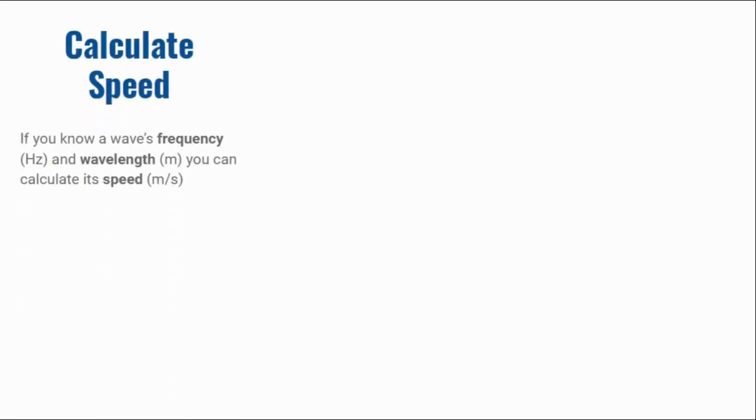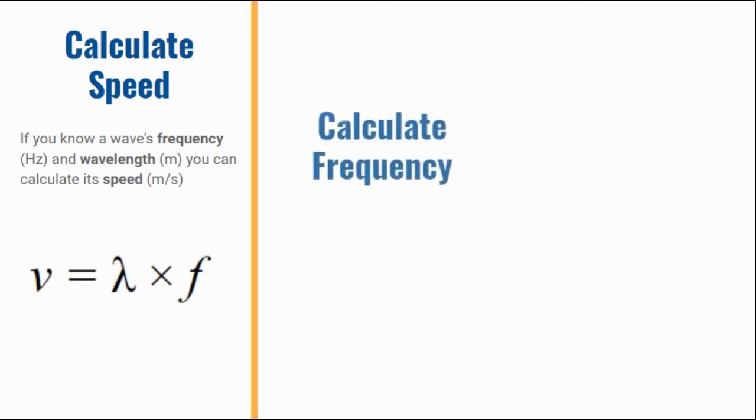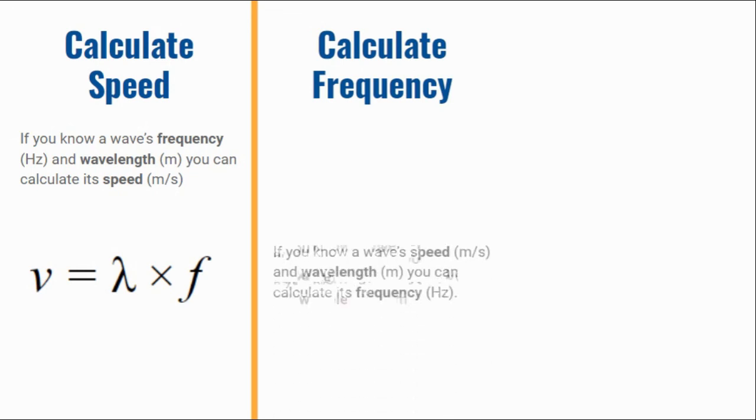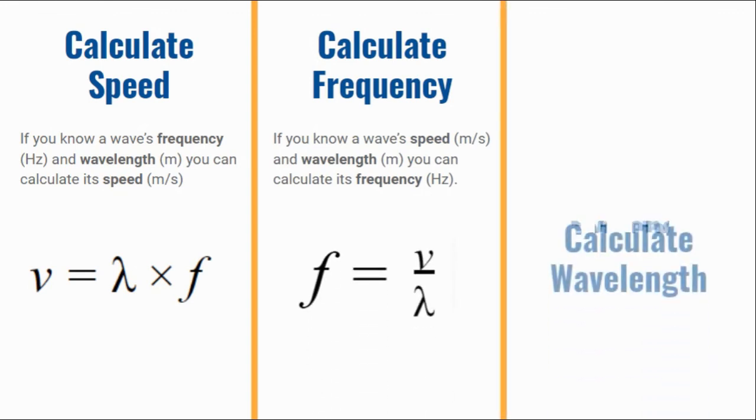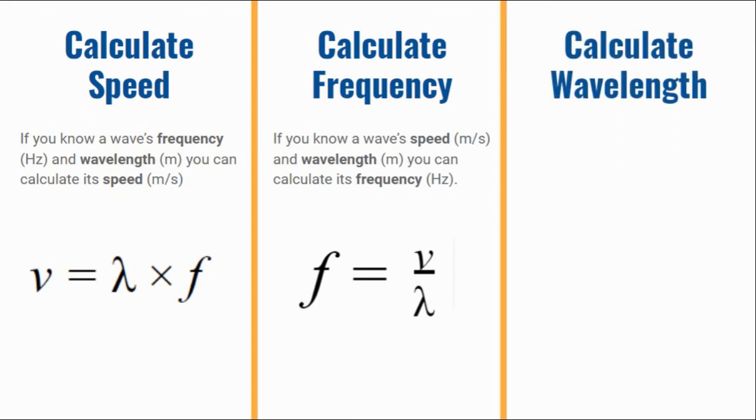The equation can be used in 3 ways. You can calculate a wave's speed by multiplying its frequency and wavelength, or you can calculate a wave's frequency by dividing its speed by its wavelength, or you can calculate a wave's wavelength by dividing its speed by its frequency.